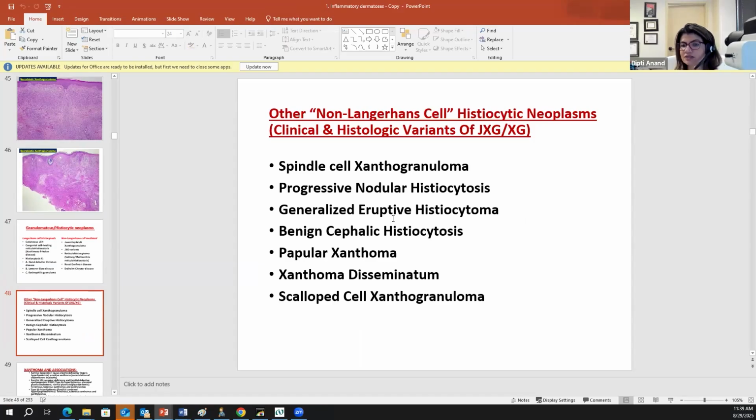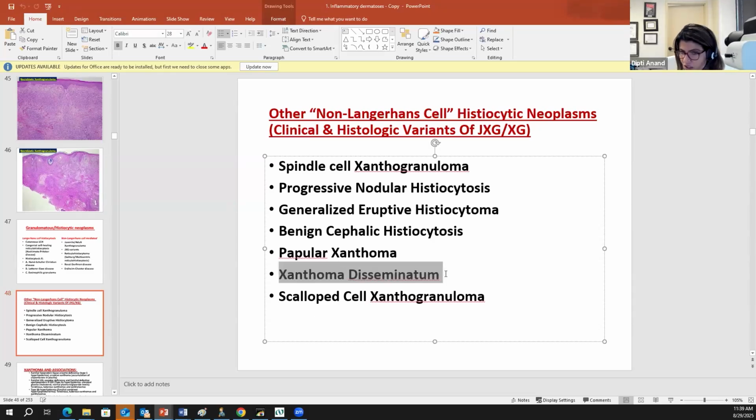So typically, the scenario is a middle-aged or an elderly individual, male or female, who presents with multiple lesions and may or may not have some systemic involvement. The most commonly asked one is xanthoma disseminatum. These patients have disseminated JXG-like lesions, which on biopsy will look like a xanthogranuloma. But these patients also have diabetes insipidus from pituitary gland involvement or epilepsy from meningeal involvement.